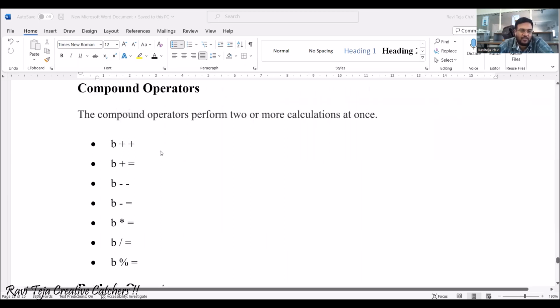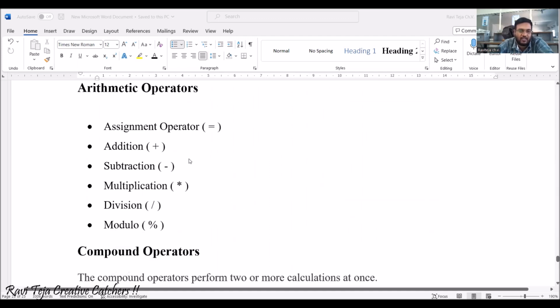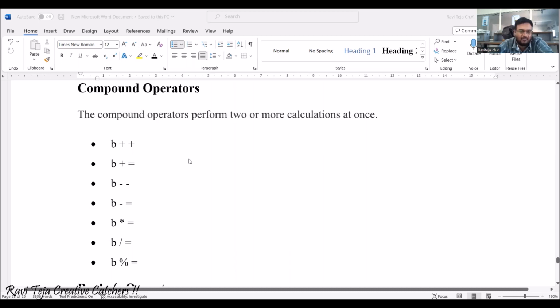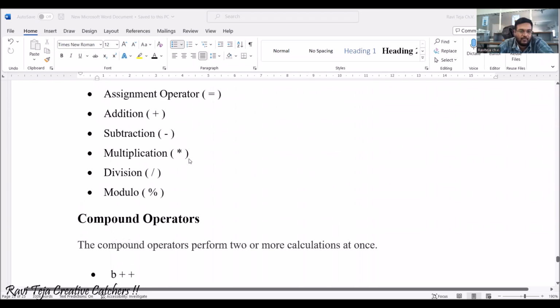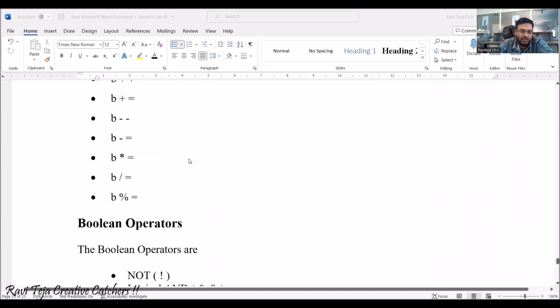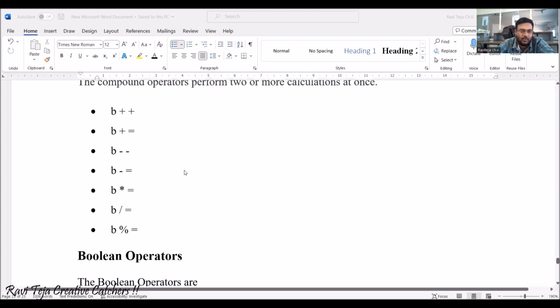B++ contains a combination of two additions. B+= contains a combination of addition as well as the assignment operator. B-- indicates the combination of double subtraction. B-= is the combination of subtraction as well as the assignment operator. B*= is a combination of multiplication as well as the assignment operator. B/= is a combination of division as well as the assignment operator. And B%= is a combination of modulus or modulo with the assignment operator. These are the compound operators.